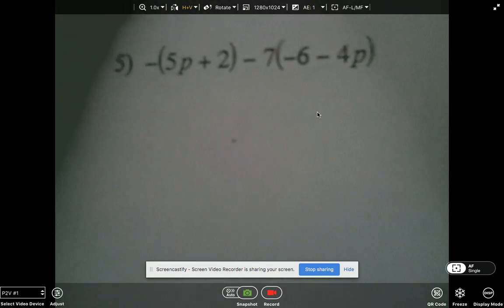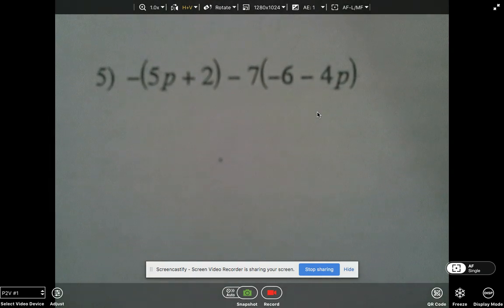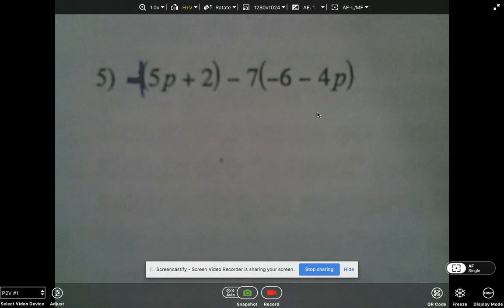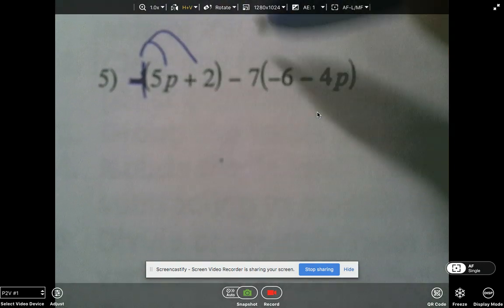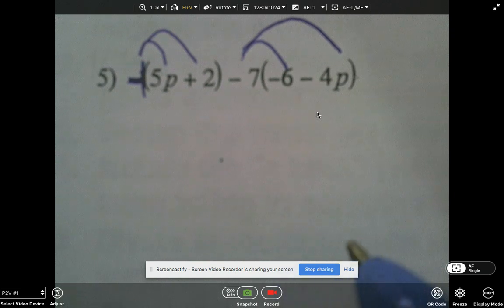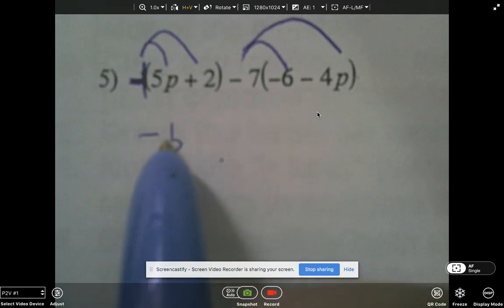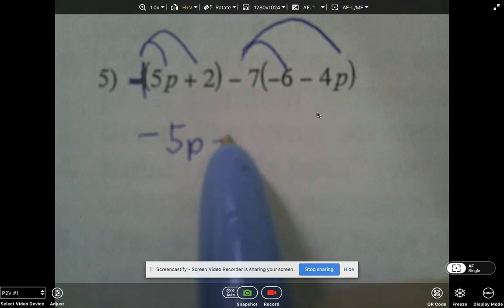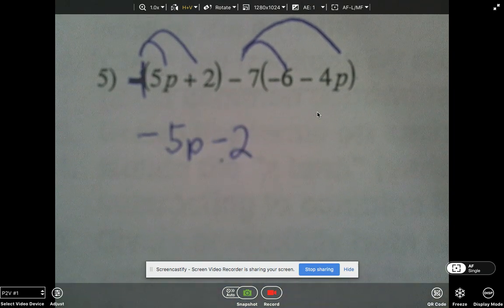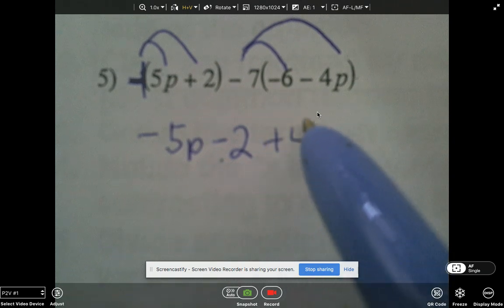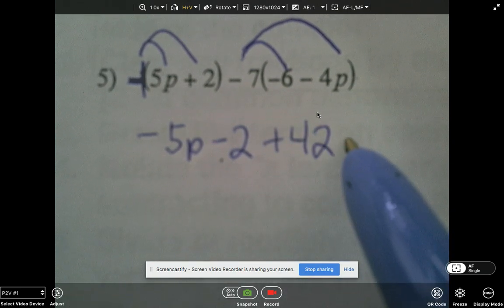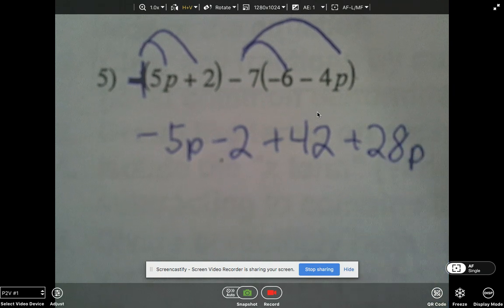Last one's number 5. So number 5, if you remember from 7th grade, what does this mean when there's a negative right next to parentheses? Yeah, there's an assumed 1 there, so copy that down. So let's go ahead and do a double distributive. So distribute, distribute, distribute, distribute. Here you would get negative 5p minus 2. Who wants to distribute the negative 7? That would be positive 42 plus 28p.